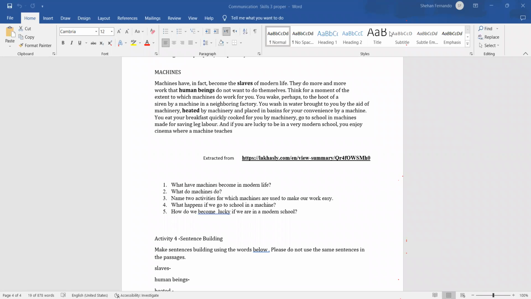It saves leg labor. Very good. Saving leg labor. You have to have a full answer. It saves leg labor. Very good, Isuru. Isuru's answer is the only correct one. It saves leg labor. Good job.